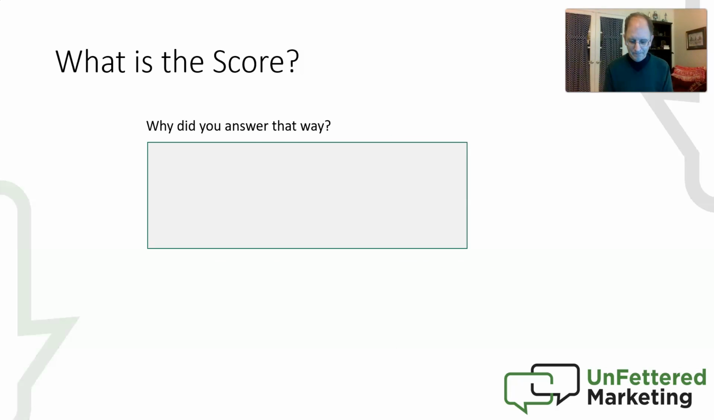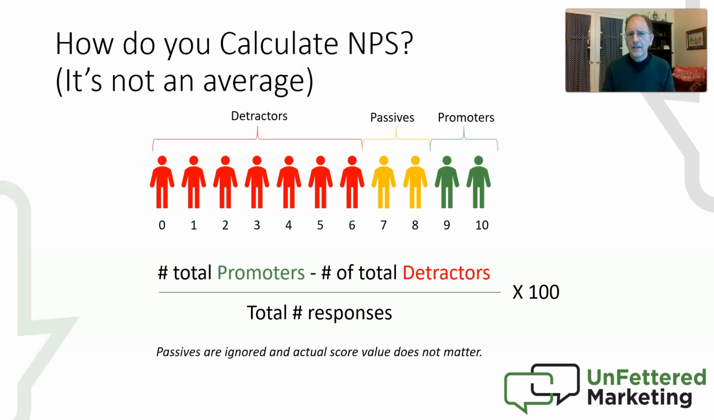So how do you calculate your NPS score? Hint here, it's not an average. That's gotten some people confused. So the way it works is you take the total number of promoters, you subtract the total number of detractors, and divide that by the total number of promoter and detractor responses. Multiply that by 100. Now notice here the passives are completely ignored and the actual score value doesn't matter at all. And that's the basis for which we're going to go through this exercise.